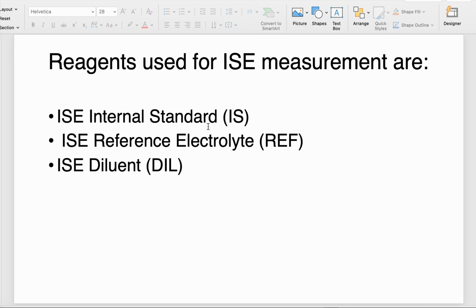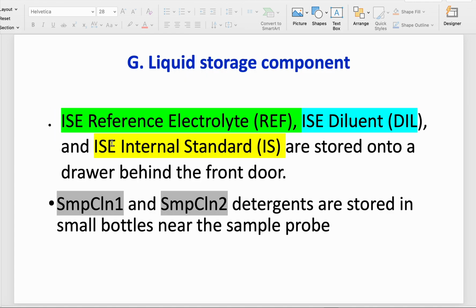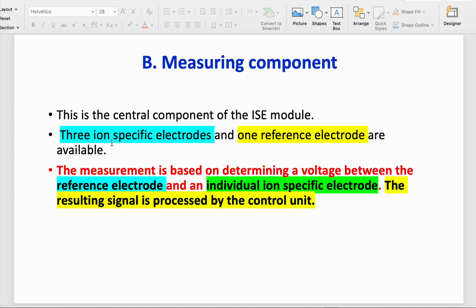This is the internal standard and reference, and also the dilute. Those three things are used to measure ISE. The second step is that before measuring the diluted sample, an ISE measurement is performed on the internal standard, and each electrode is measured against the ISE reference electrode in the reference electrode. So what that means is, let me go back here.